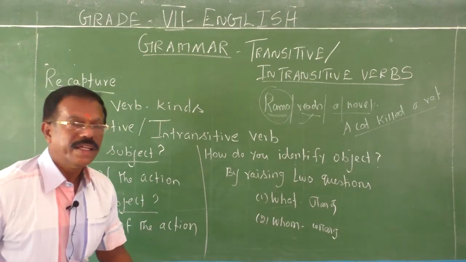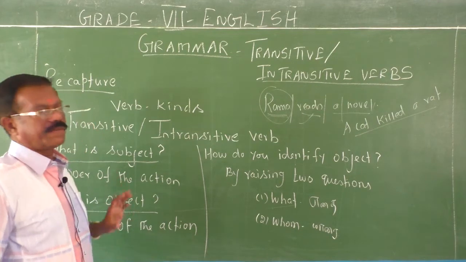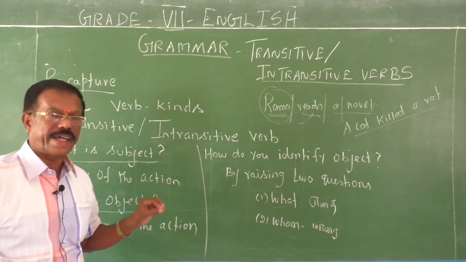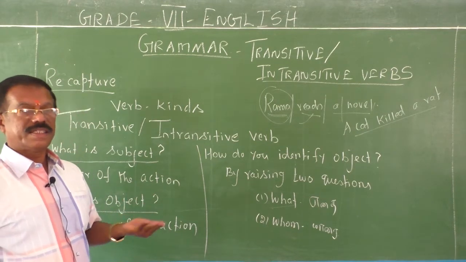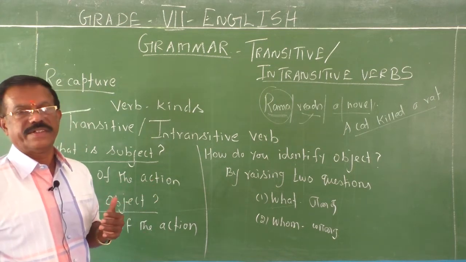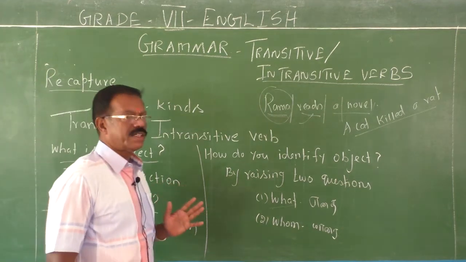Again, let me give a brief definition. Subject is the doer of the action. Object is the receiver of the action. Subject is the one who performs an action in a sentence. Object is the one who receives the result of the action. It is affected by the action of the subject. Okay, nice. Okay children, next, how do you identify an object in a sentence?